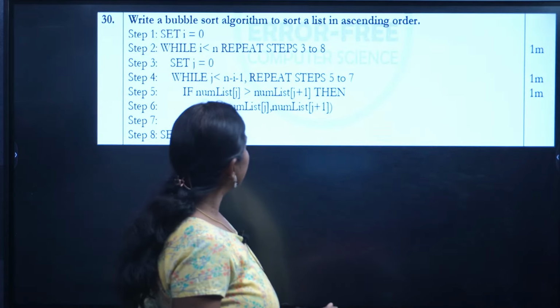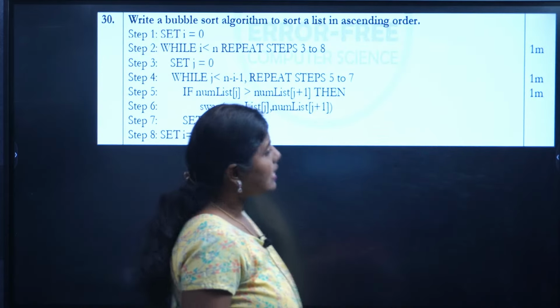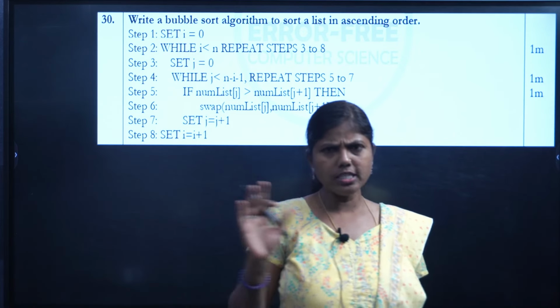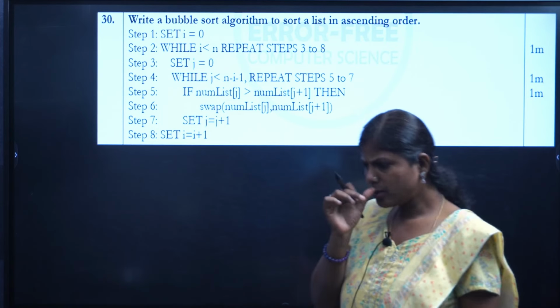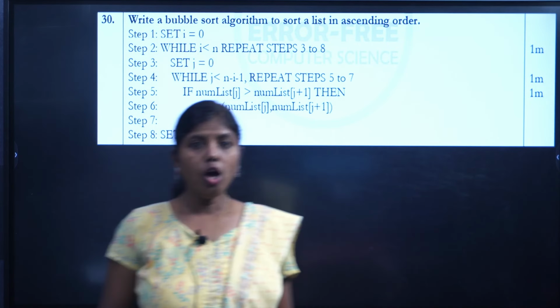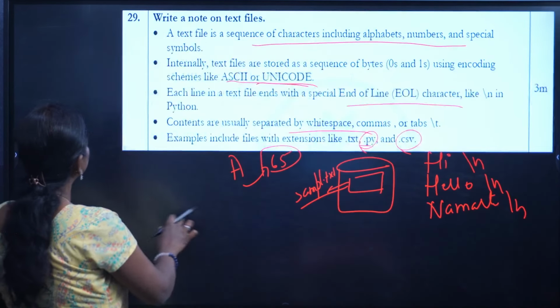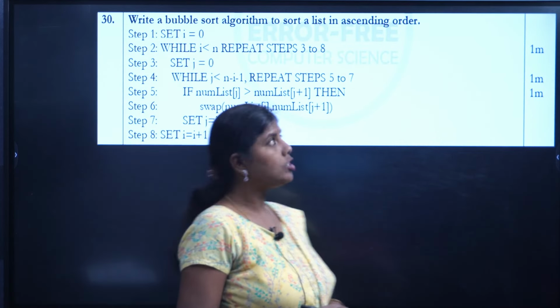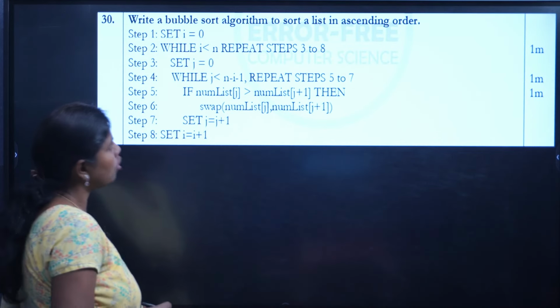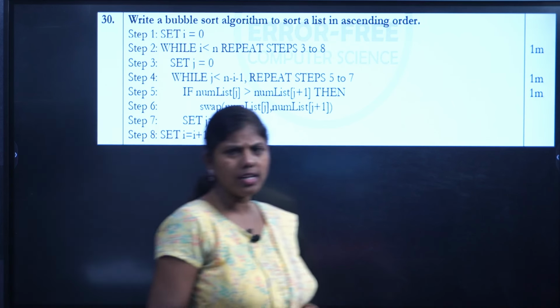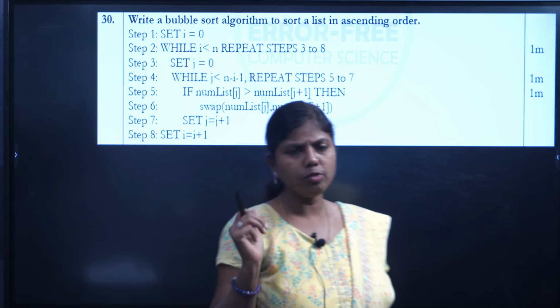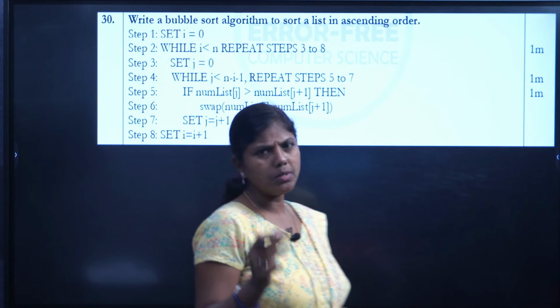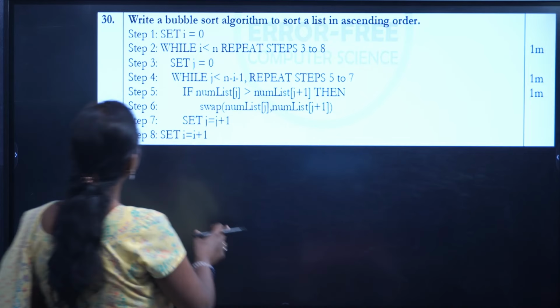Write a bubble sort algorithm to sort a list in ascending order. So what is this bubble sort? Okay, let's start with the next question. That's going to be the 30th question: write a bubble sort algorithm to sort a list in ascending order. I want to give a little idea on this topic, what is bubble sort and how does it work. We'll look at an example and then come back to the algorithm part.